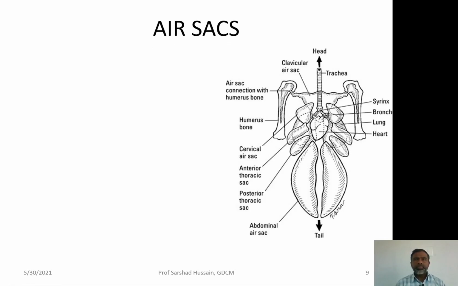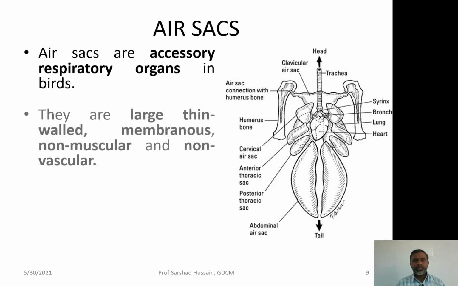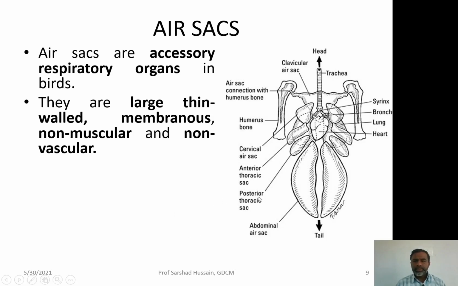Then the second type of accessory respiratory organ are the air sacs. They are present in the birds. They are accessory respiratory organs. The air sacs are very large. If you look, these are the lungs, and the rest are all air sacs. Air sacs are very large in size as compared to the lung. They are thin walled. Their wall is not thick. They don't have any blood supply, so they are non-vascular, and they don't have well developed muscles, so they are non-muscular as well.